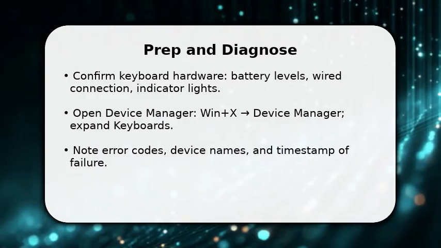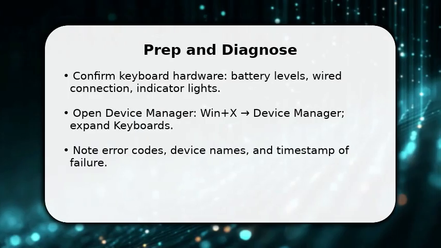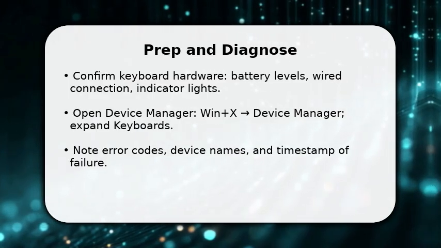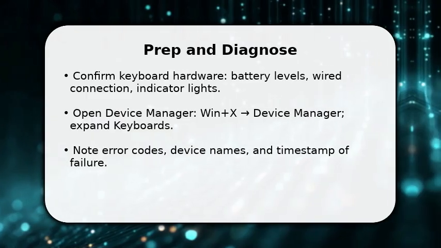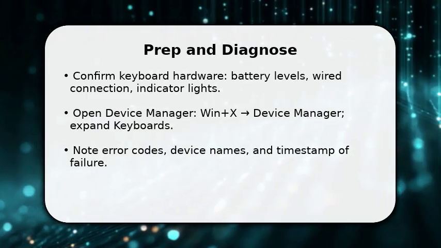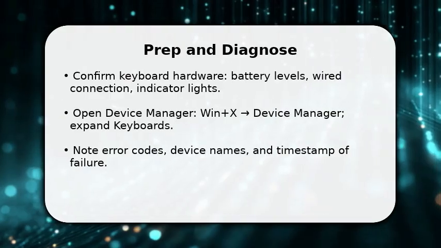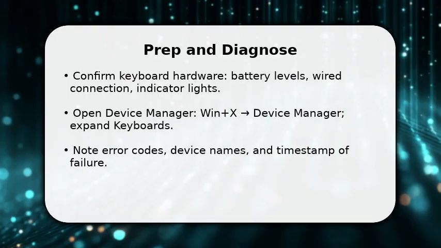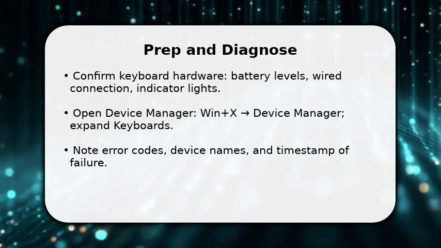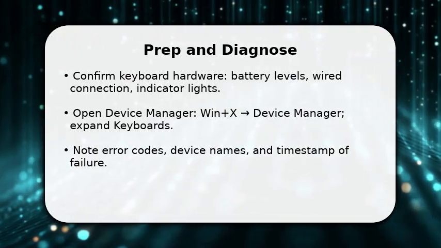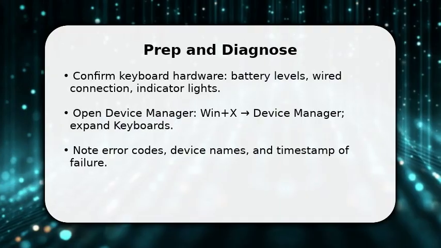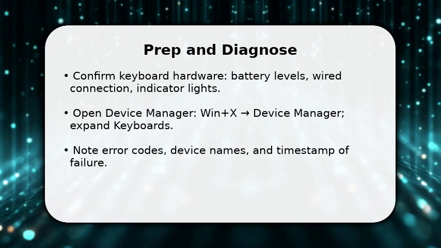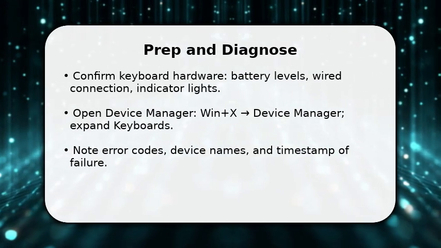You start by verifying the essentials. Make sure the keyboard has power and a solid connection, then open Device Manager (Win+X, right arrow, Device Manager) to observe the keyboard entry. Look for warning icons or error codes and record the exact device name and any code shown. This matters when matching drivers. Once done, disable any secondary input devices to isolate the problem and create a restore point so you can revert if an update causes regression.